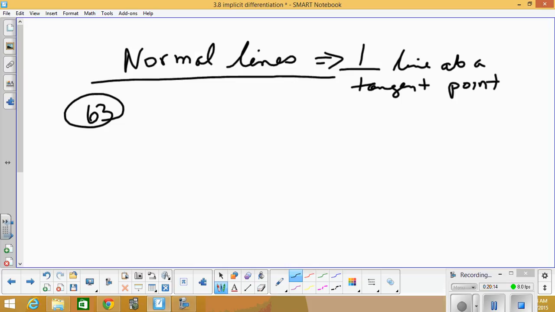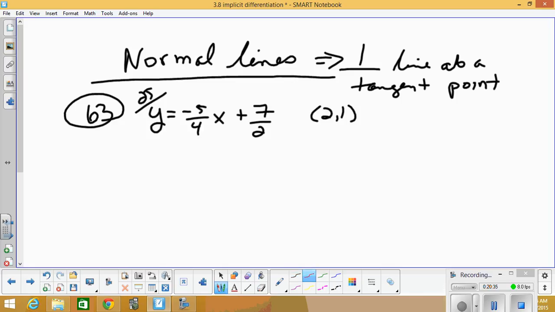So exercise 63 says refer back to the tangent line that we found in problem number 25. Remember in problem number 25, we found the equation of the tangent line to be this, and we were using the point (2, 1). So in this situation, to find the normal line, I want to use the perpendicular slope, remember opposite reciprocal, which is 4/5, and I'm still going through this same point (2, 1).